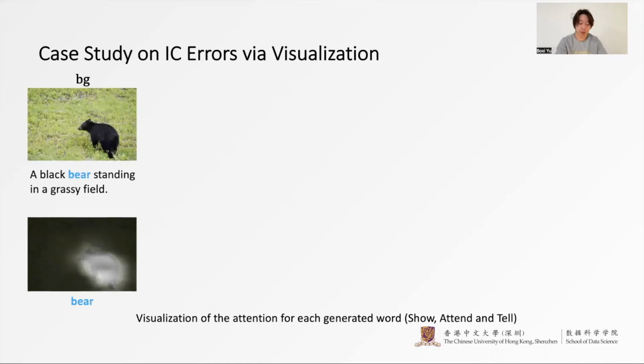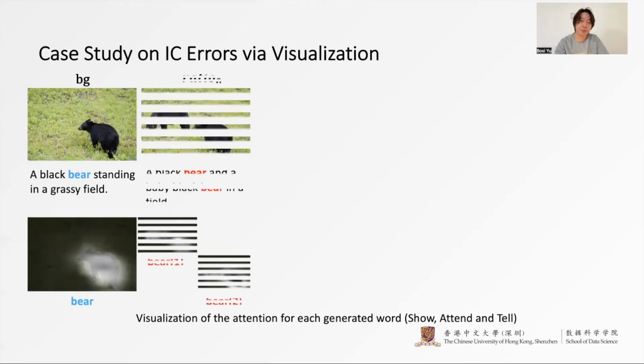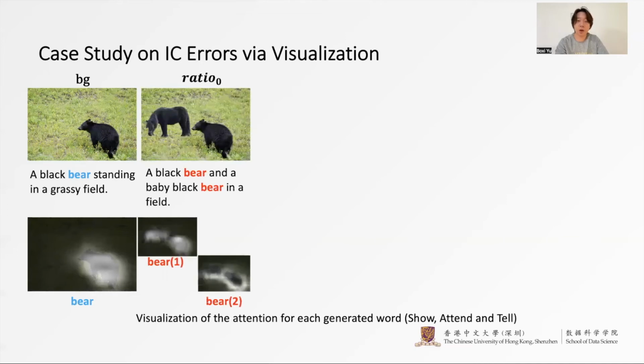Then we conduct a case study on IC errors via a visualization experiment. We list the input image and attention image here. The attention image is correct for the background image. We can see that the attention image shows that there is a bear in the image. However, when we insert a black horse into the image, the attention image gives some mistakes, and the horse has been captioned as a bear.